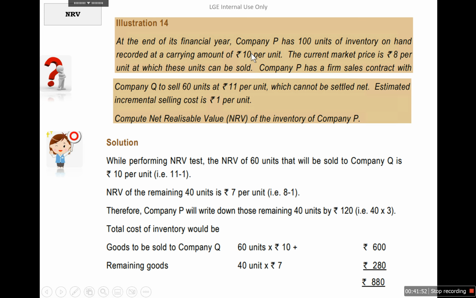So NRV is 12, cost is 10. So lower of NRV or cost, so 10, the cost is lower, so it will be booked at 10. No devaluation will be booked in this case.